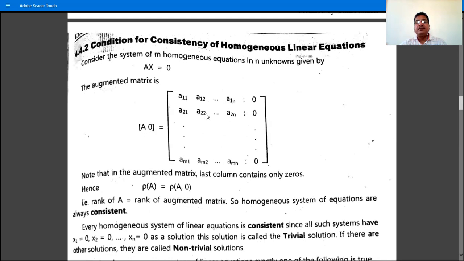So this is the matrix A, and all the entries in the last column are 0. Therefore, if you find the rank of A and the rank of [A | 0] after reducing this matrix to echelon form, we observe that the rank of the coefficient matrix and the rank of the augmented matrix in the case of a homogeneous system are always the same, and therefore the homogeneous system is always consistent.